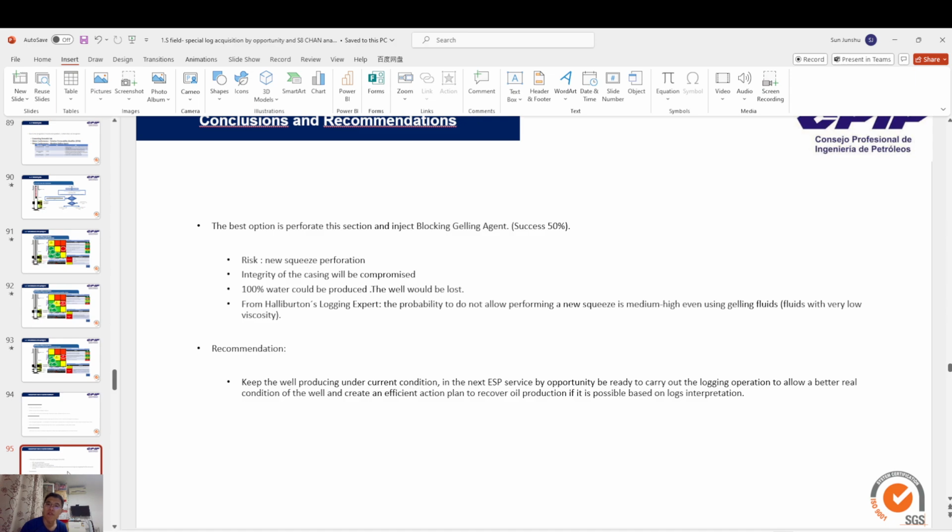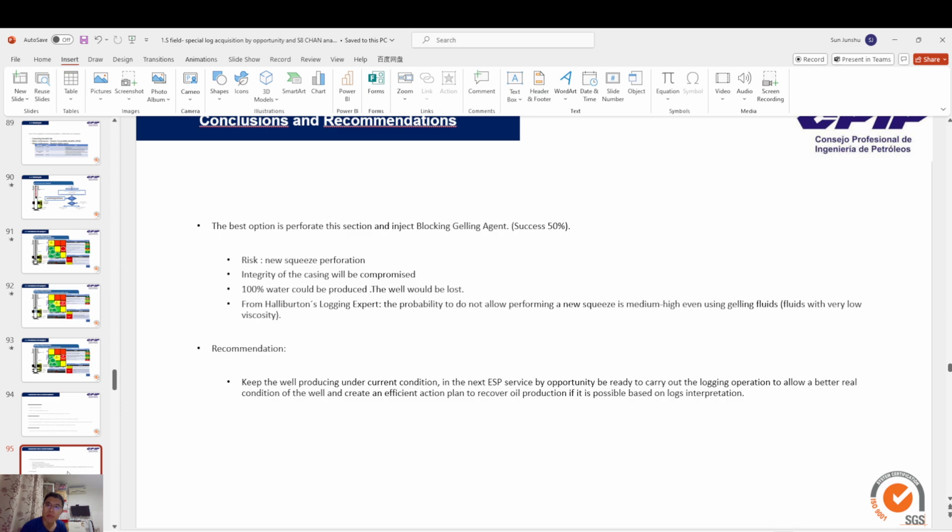Integrity of the casing will be compromised. 100% water could be produced. The well would be lost. From Halliburton's log expert, the probability that it does not allow performing a new squeezing is medium to high, even using gel fluids.